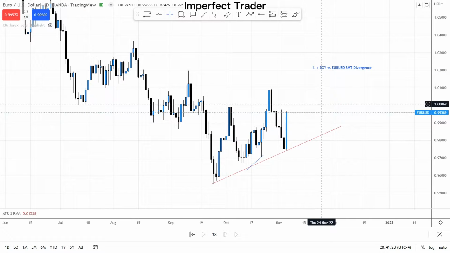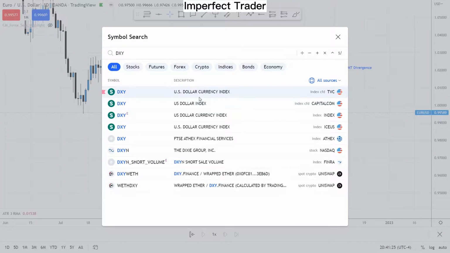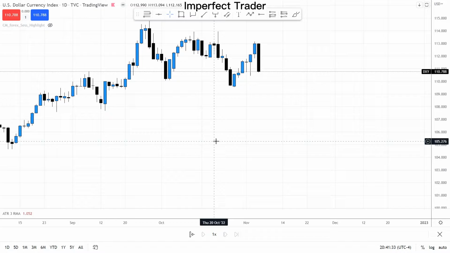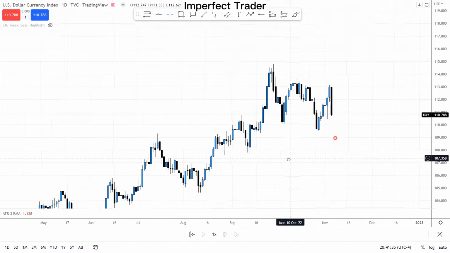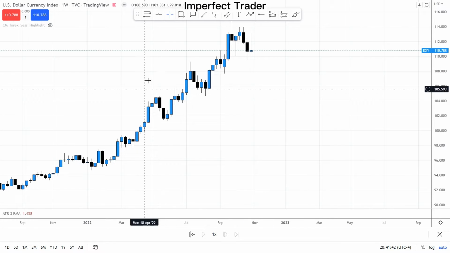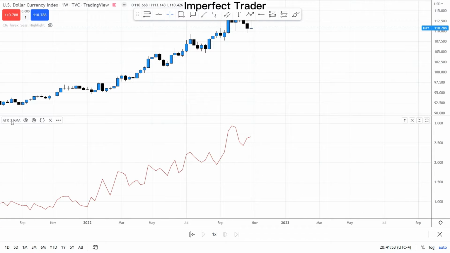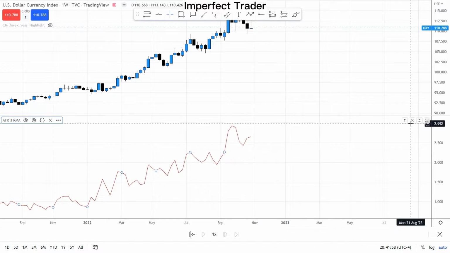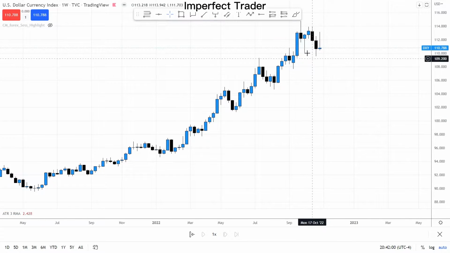Alright, so the second thing is the DXY quarterly range. Now we're gonna clean everything. So I'm gonna talk from the beginning so you have an idea of what's really happening. Okay, so on the quarterly chart here, what we have, now this is gonna be interesting. I'm using the average true range, and I set my input to 3. So basically it calculates the last 3 weeks average true range.